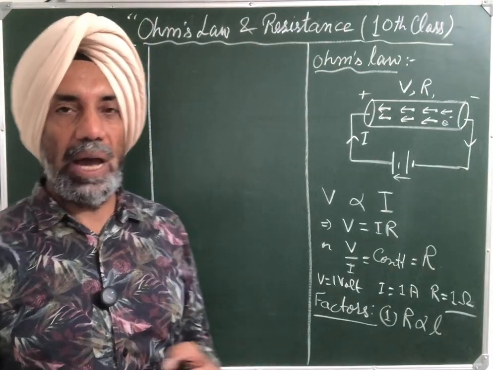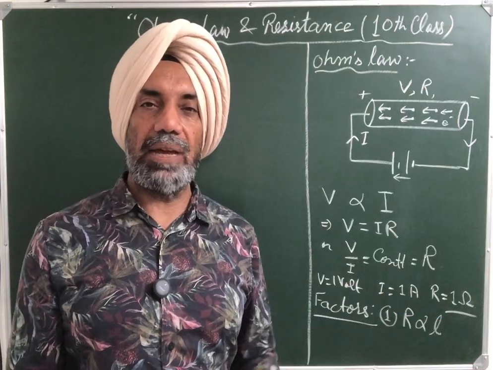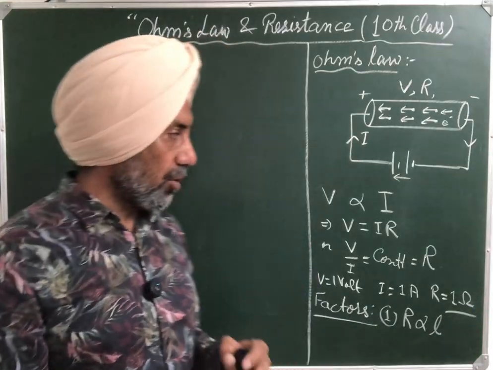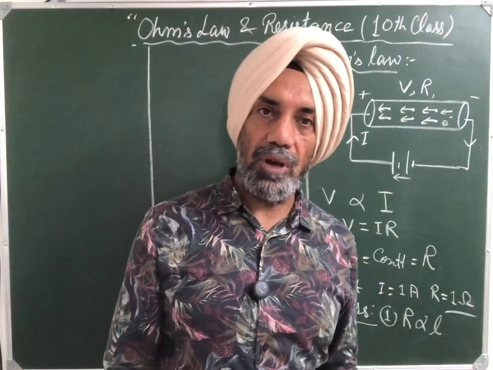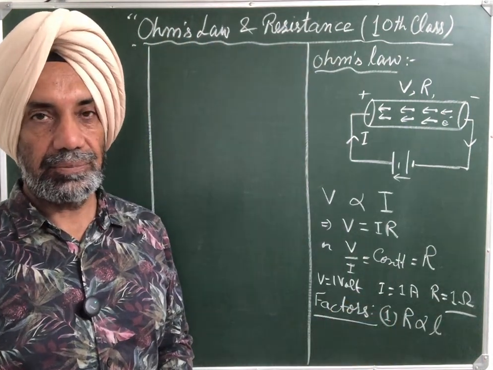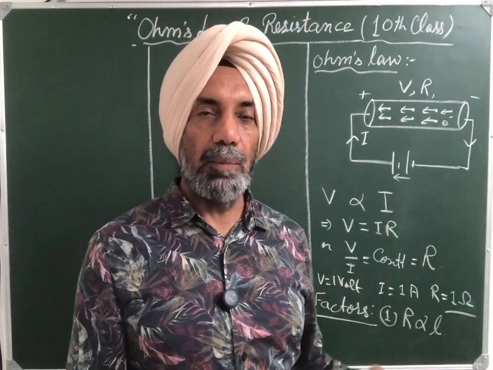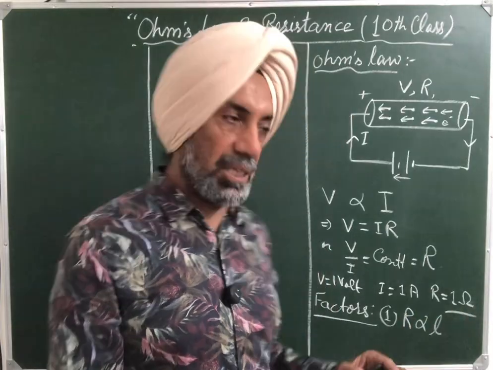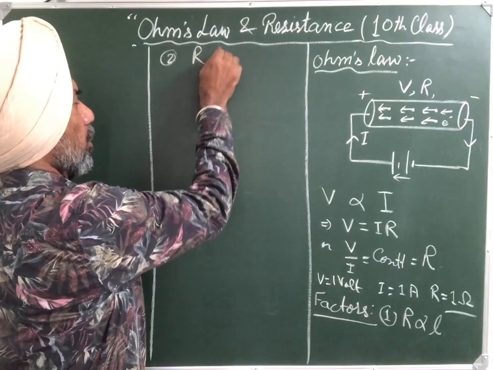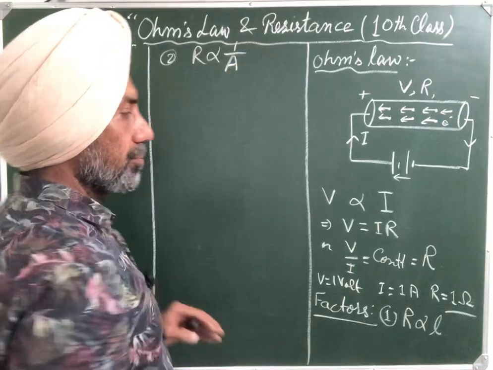So if we have two wires of copper, say first wire is 1 meter long, second wire is 2 meter long, having same thickness, then resistance of 2 meter long wire of copper will be double that of 1 meter wire. So it means resistance is directly proportional to length of the wire or conductor. More is the length of the conductor, more is the resistance. Simple. Second factor, resistance is inversely proportional to area of cross section of the conductor.